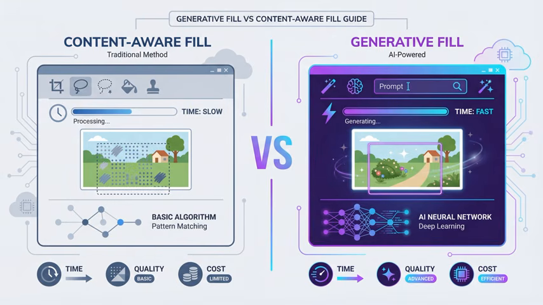What exactly is the difference between generative fill and content-aware fill? Great question. Content-aware fill works by sampling pixels from your existing image. It's like patching up your jeans by cutting fabric from another part of them. Oh, I see. So it's kind of limited to what's already there? Exactly. It works well for simple textures like grass or sky. But generative fill takes it to the next level.